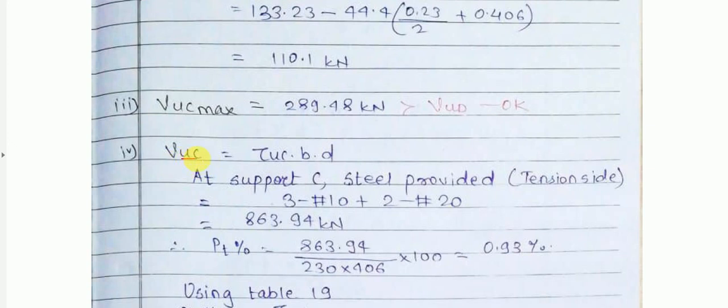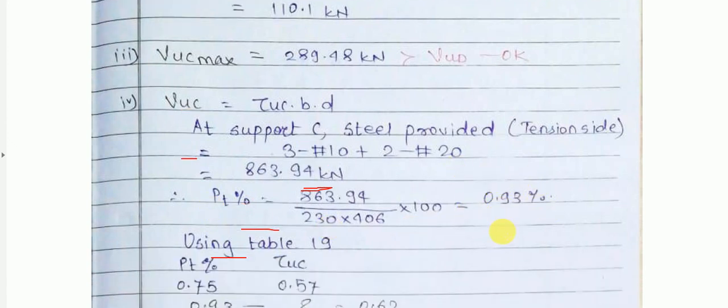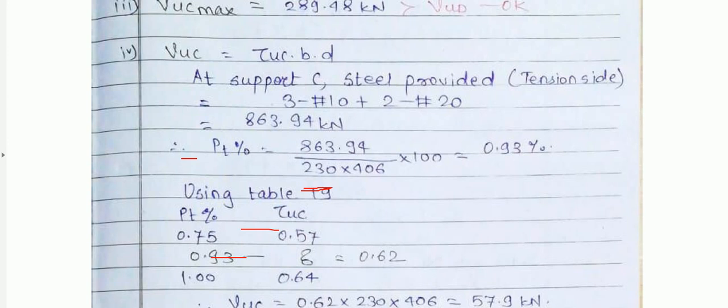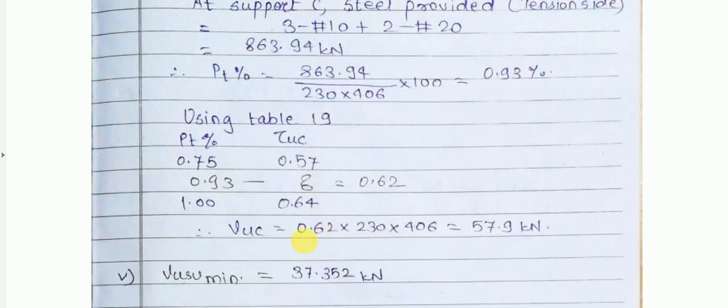Now to calculate Vuc, the steel provided at support C needs to be considered in the tension face. So if you check the design of the support C, there we have written that 2 bars of 10 mm as the anchor bars, and 2 bars of 20 mm plus 1 bar of 10 mm will be curtailed. Hence these total bars are considered here. So these are 3 bars of 10 mm and 2 bars of 20 mm. So the provided steel is this much, and for this provided steel calculate the percentage. So this percentage is calculated. For this percentage now calculate tau uc. So for this tau uc, then calculate its Vuc.